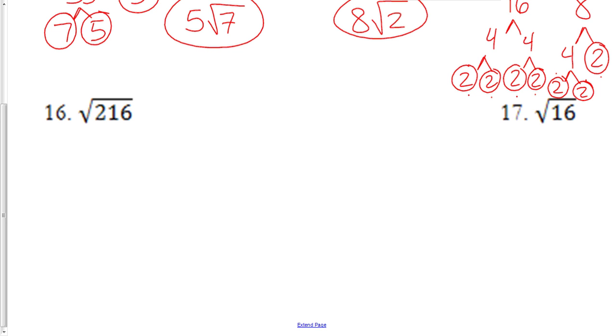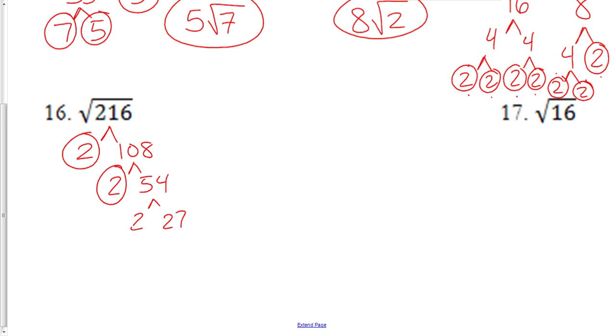216. Let's start simple. Start with dividing it by 2. That gives us 2 and 108. 108 is 2 and 54. 54 is 2 and 27. 27 is 3 and 9. 9 is 3 and 3. As you're building these factor trees, if you're not sure where to start, start simple. Start dividing the number by 2 and see what you get. So here we've got three 2's and three 3's.